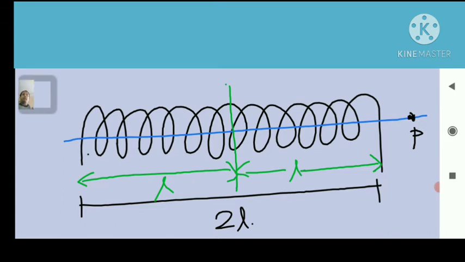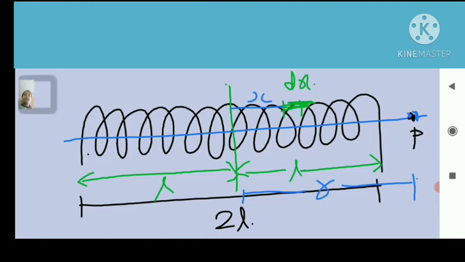And we take a very small element here. That is a small element, dx. The distance of this small element from the middle point is x, and the distance of this point P from the middle point is r. So now we have to find the magnetic field at point P due to this solenoid.